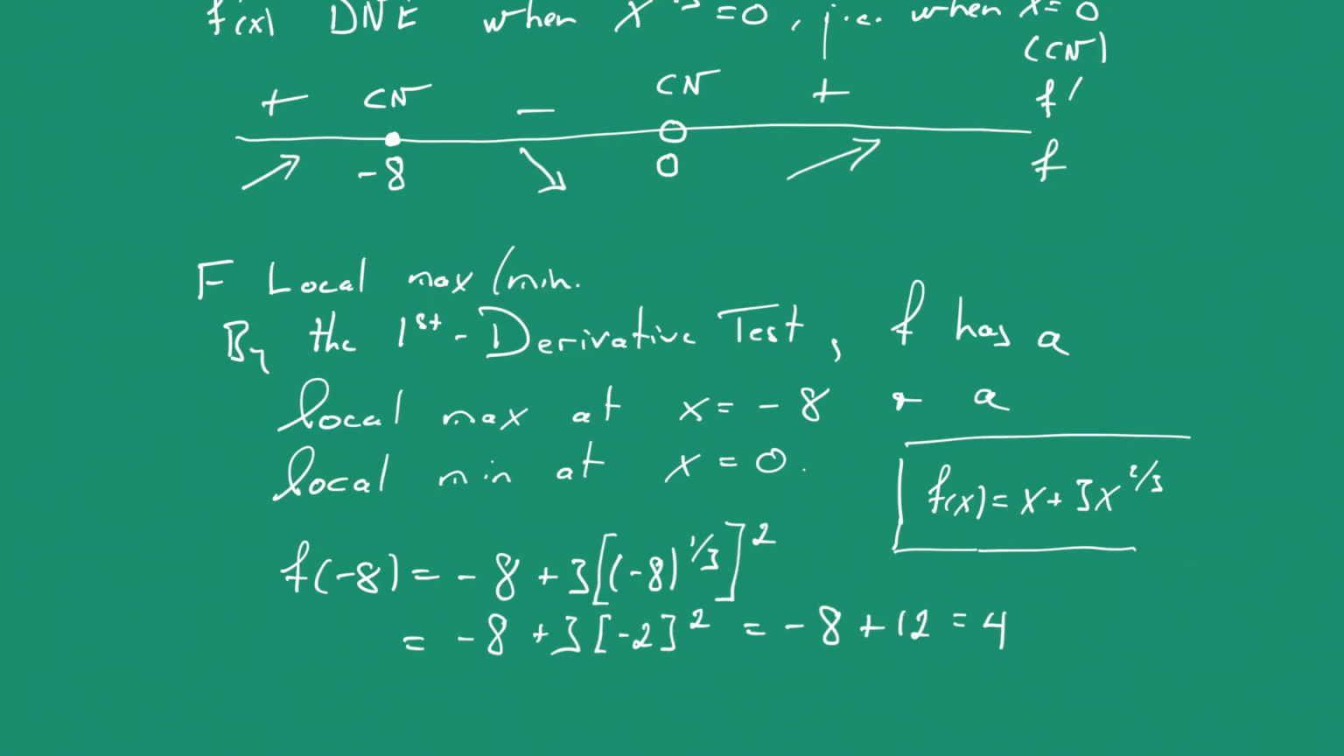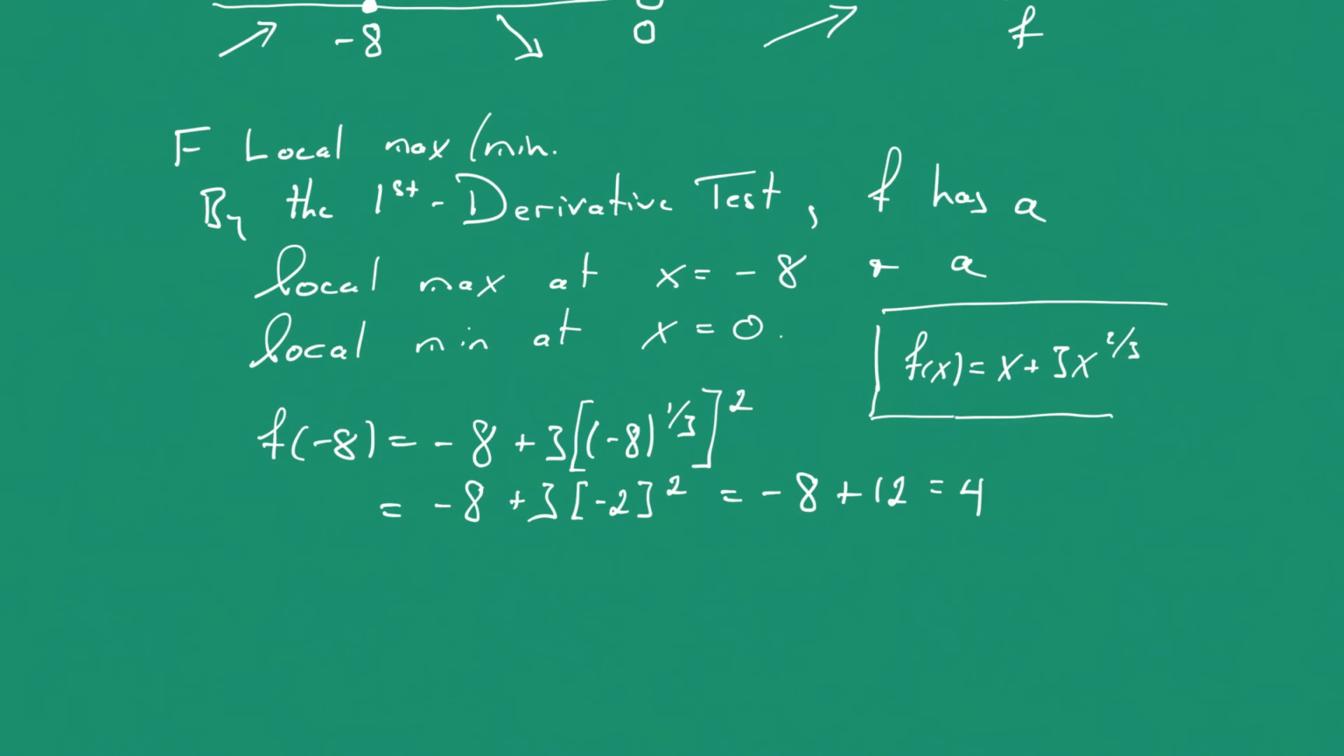And at 0, what do we have? Well, f at 0 is equal to, again, looking at our function, 0 plus 3 times 0 to the 2/3, that's 0 plus 0, which is equal to 0. We actually already evaluated f of 0 when we were looking for our y-intercept. So f of 0 is equal to 0. Okay, so we now know that at minus 8, our y value is 4, and that's going to be a local max. And at 0, our y value is 0, and that is going to be a local min.